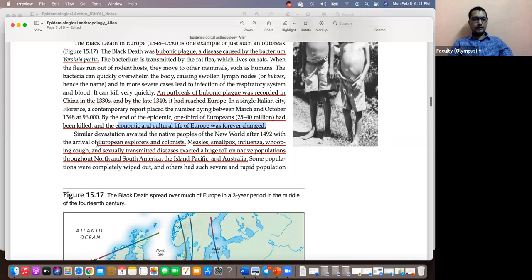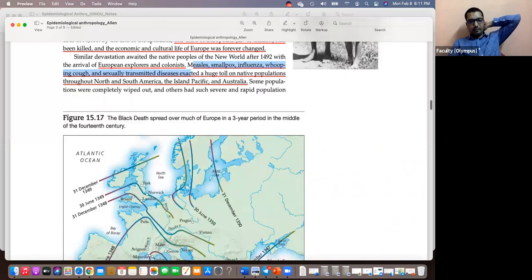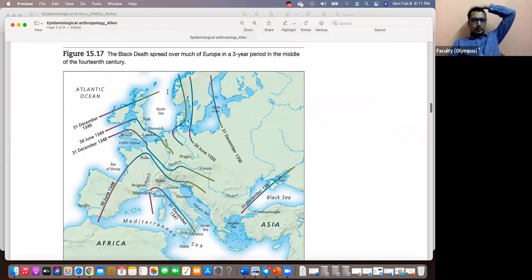European explorers and colonists traveled to many places carrying diseases like measles, smallpox, influenza, whooping cough, STDs. They took them to native populations in North America, South America, the Pacific Islands, Australia. Where did the infections come from? They went from one country to another in the form of European explorers and colonists. So definitely this migration, mobility and travel resulted in the spread of diseases. This is a very important factor. I'll send you this. They talked about how people moved around, causing these problems.